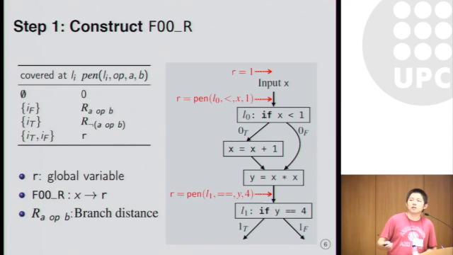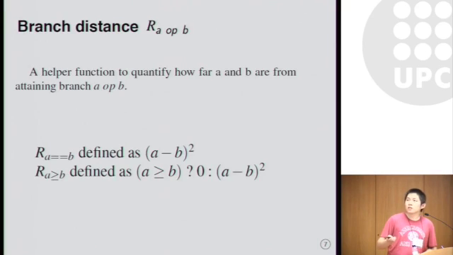So this R helper function corresponds to the branch distance. This slide explains the branch distance function. It is basically a helper function to quantify how far A and B are from attaining the branch A OPB. This is a binary operation, and A and B are 2 operands, and this is the operation. The operation only contains equality testing and inequality testing. If it is equality testing, then we define this function as this quadratic term. If it is inequality testing, then we define it using this conditional function. So that is all. That is all the magic.